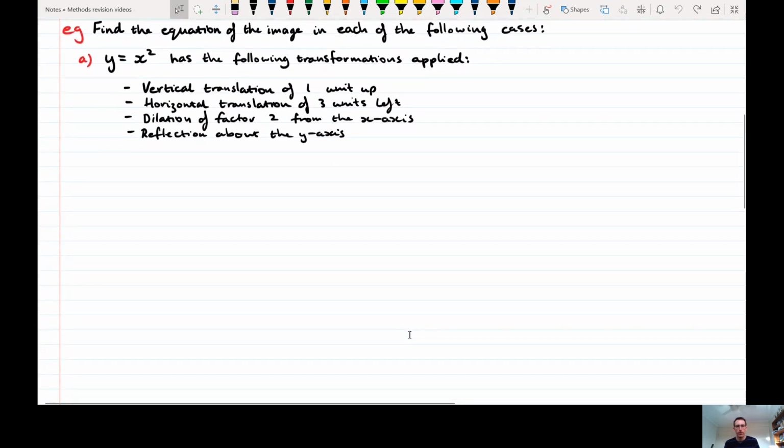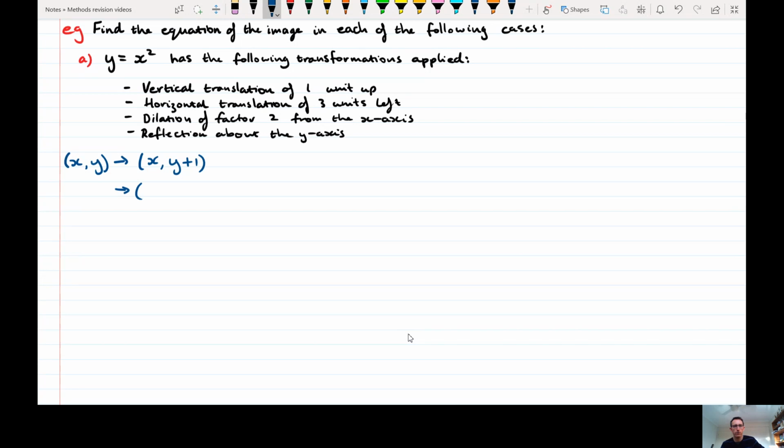We've got y equals x squared. We're applying the following transformations and we're asked to find the equation of the image in each of the cases. So I'm going to use the mapping technique as said. We start with (x, y), and then we're going to apply each of these things to it. A vertical translation of 1 unit up means I affect the y value by adding 1 to the y value.